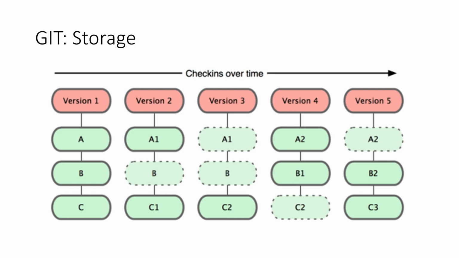Instead, Git thinks of its data more like a series of snapshots of a miniature file system. With Git, every time you commit or save the state of your project, Git basically takes a picture of what all your files look like at that moment and stores a reference to that snapshot. To be efficient, if files have not changed, Git doesn't store the file again, just a link to the previous identical file it has already stored. Git thinks about its data more like a stream of snapshots.